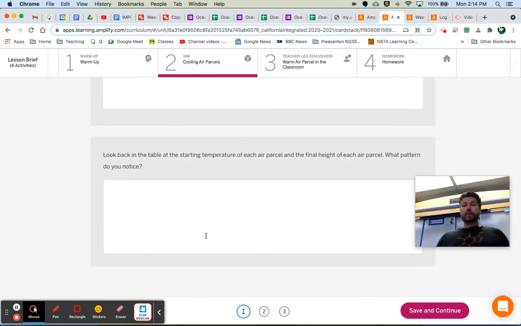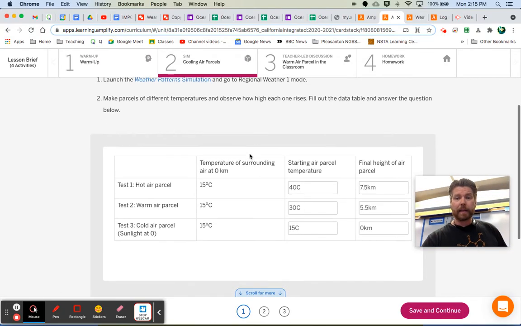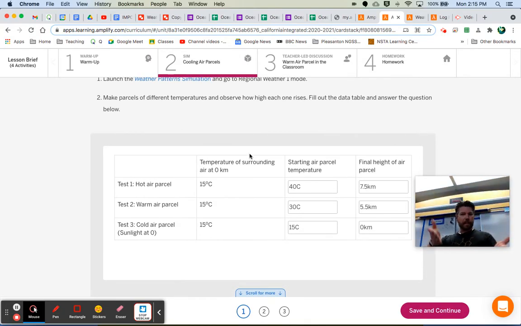So let's answer this question together. It says, look back in the data table at the starting temperature of each air parcel and the final height of each air parcel. What pattern do you notice? So let's take a look at this data, okay? Go ahead, take a minute right now, just hit pause, and answer that question. What patterns do you notice? I'm gonna hit pause.